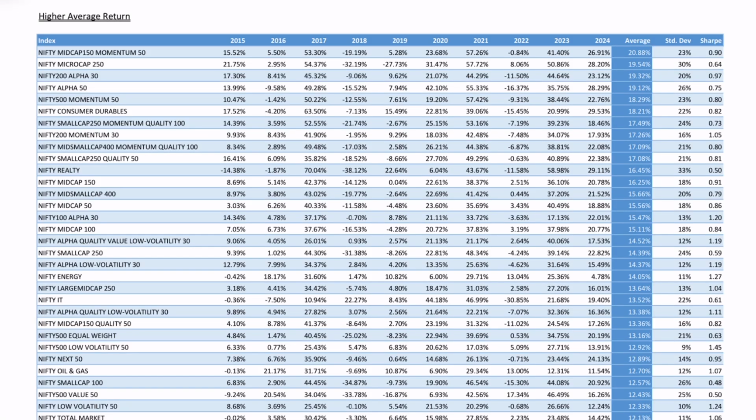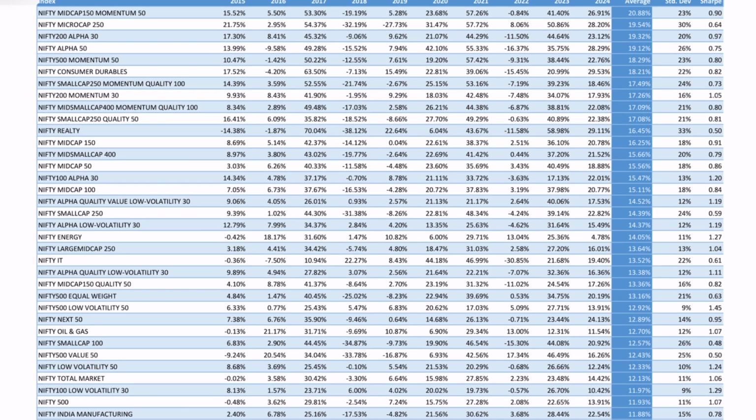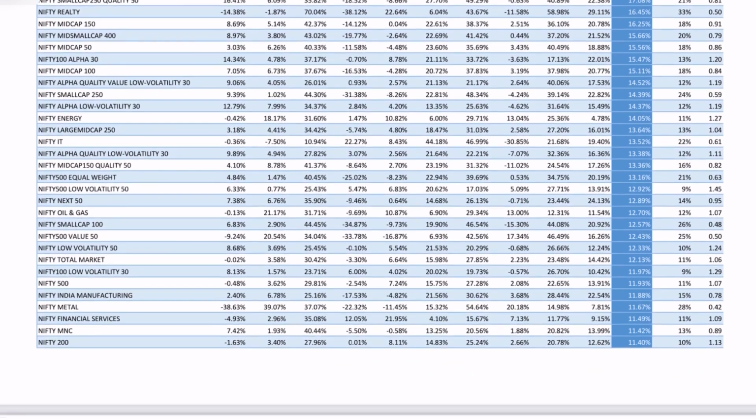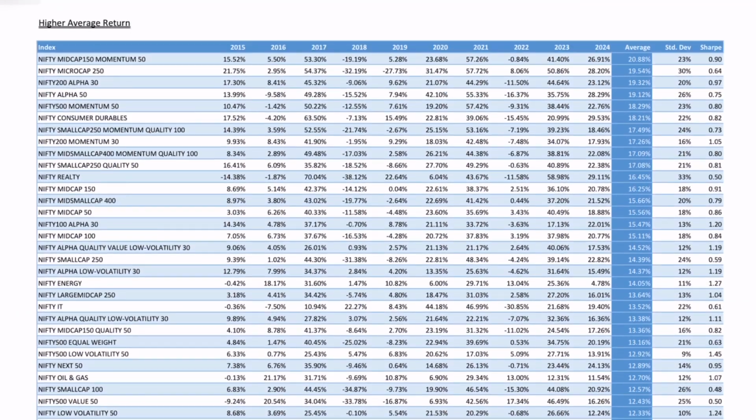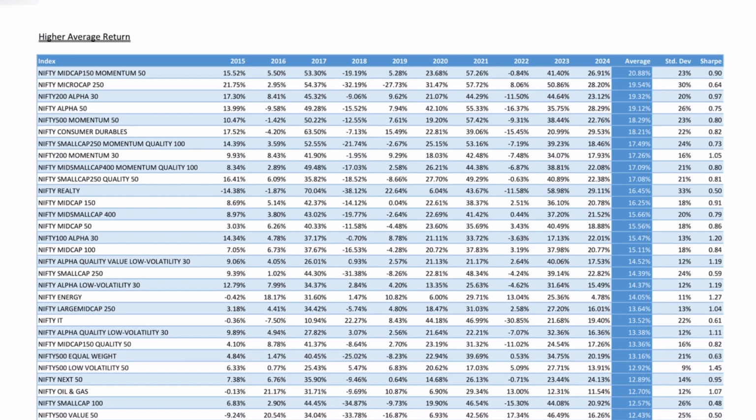Hello everyone. In this video, we'll talk about how 2025 can go. So how much return we can expect in 2025 that we'll try to analyze based on the past 10 years data. On the first slide, we have returns for 10 years for different indexes, like sectors, factoral indexes and basic indexes like Nifty 50, 100, 200 and other indexes.